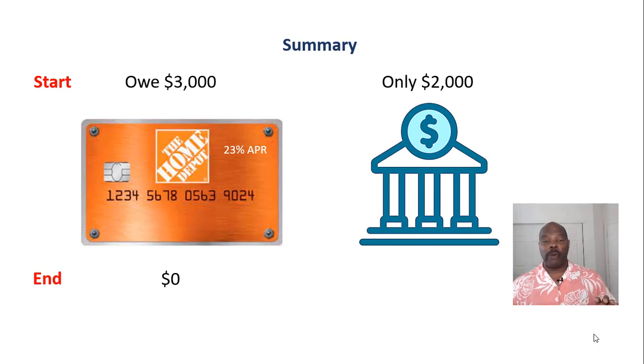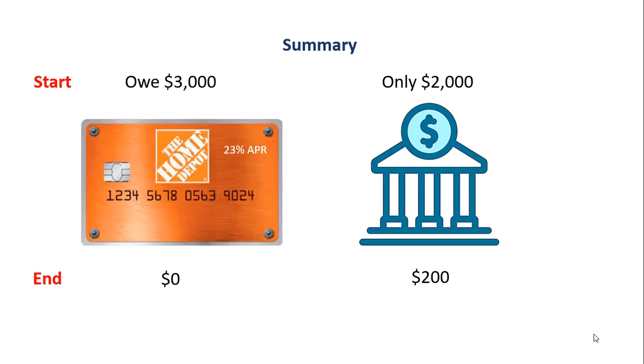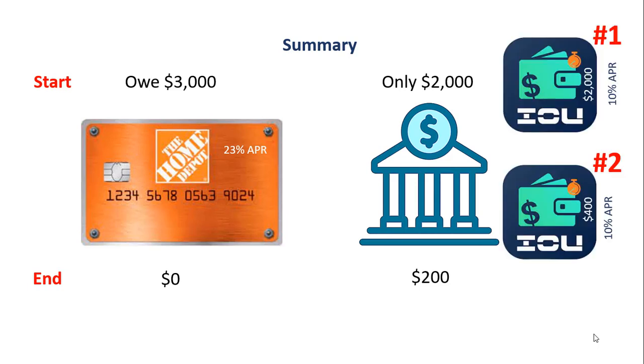Let's talk about the summary. What happened? Even though Hank just had $2,000, he was able to pay off a $3,000 balance on his Home Depot card, even though he didn't have the full $3,000. So I want to make sure you get that. At the end of these 4 months, he ends up paying off his Home Depot card completely, and that's going to be a big savings on interest, and he has $200 left in his savings account. But he's also got these two loans, these two IOUs at 10% working. He's going to far exceed that. So all that in 4 months, that's incredible.